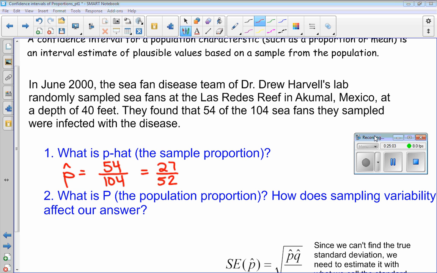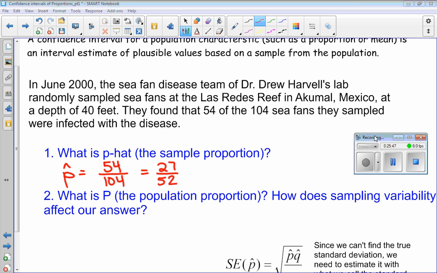Fine. What is the population proportion? What's the parameter? What's the claim? Nope, that's my sample. That's what I collected. That's the data I gathered. What's the claim? What's the actual percentage of sea fans that have the disease? We don't know. Can we ever know? Okay, this is what I'm trying to figure. How can we figure that out? How can I find the true proportion of sea fans in the ocean that have the disease? Well, I can't. It's not possible.